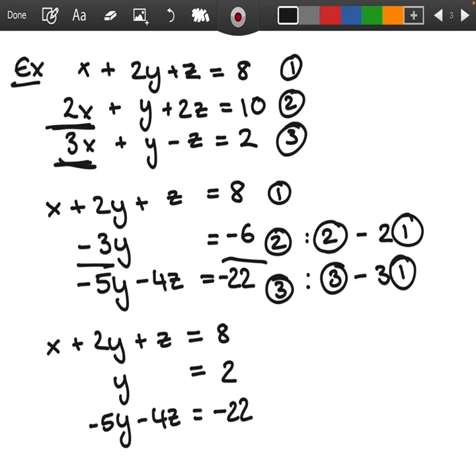Now I'm going to eliminate my second variable from everything below the second equation. So I've now got to eliminate this negative 5y term here. How do I do that? Well, I use the y above it in order to eliminate that negative 5y. So my new third equation is going to become my old third equation plus 5 times my second equation.